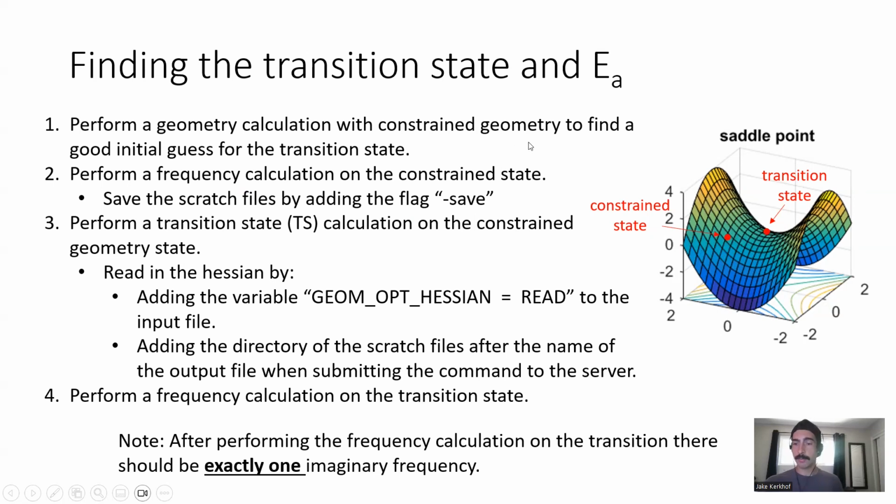So I'll talk a little bit about how to obtain your constrained geometry after this slide, but for now I'll just talk about how you get the transition state calculation in general. So you start with the constrained geometry optimization calculation. Then following this, you would perform a frequency calculation on your constrained geometry. And while you're performing the constrained frequency calculation, you want to make sure to save the scratch files.